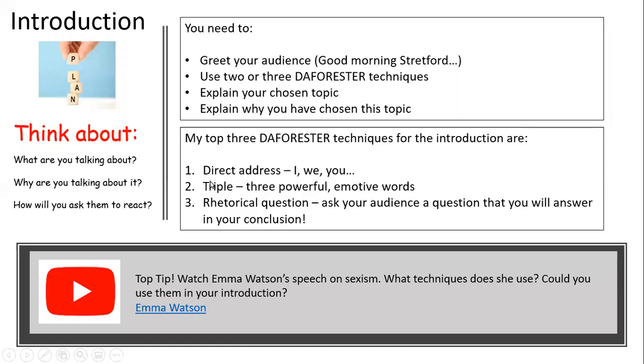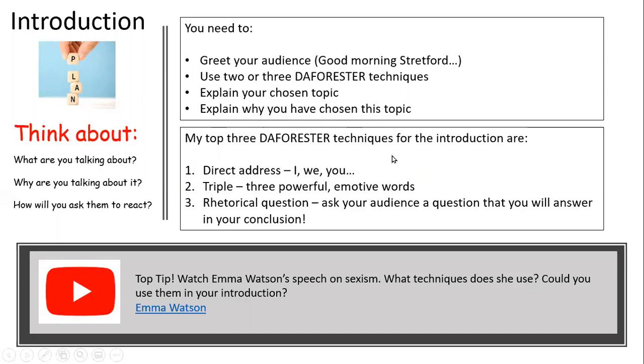So what do we need to do? Really important when we're planning is to think about what are we talking about, why are we talking about it, and how will we want our audience to react. So in your introduction, these are the things that you need to do. You need to greet your audience and make it sound like a speech. So starting with good morning, Stretford. I want you to use 2 or 3 De Forester techniques. You need to explain what your chosen topic is, and most importantly, explain why you have chosen this topic.